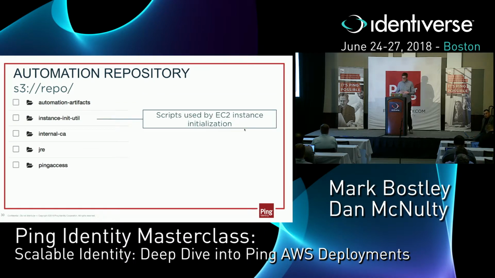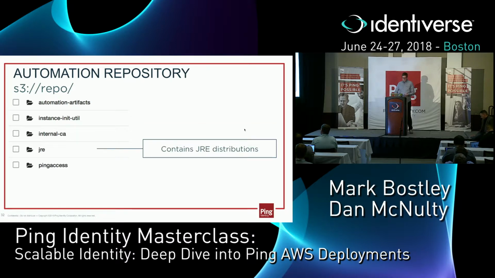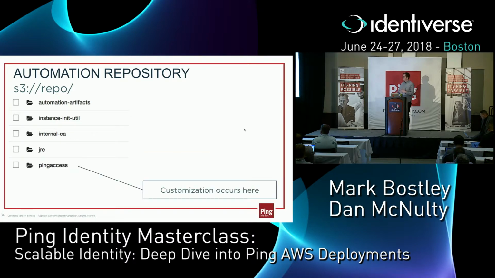The next directory here is this instance init util. This is just some scripts used by EC2 initialization. The internal CA, that's configuration and scripts to provision an internal CA. I mentioned that earlier. And then the JRE directory is going to contain the JRE distribution you're bringing along. And then the PingAccess directory, that's going to contain configuration, Lambda source, the CloudFormation templates, all of the stuff related to deploying the PingAccess cluster. And then any customization you're going to do is actually going to end up there.